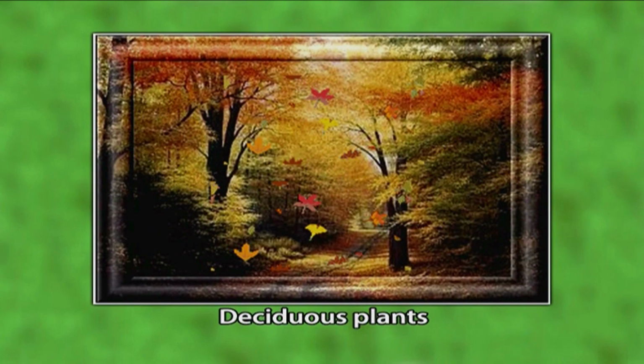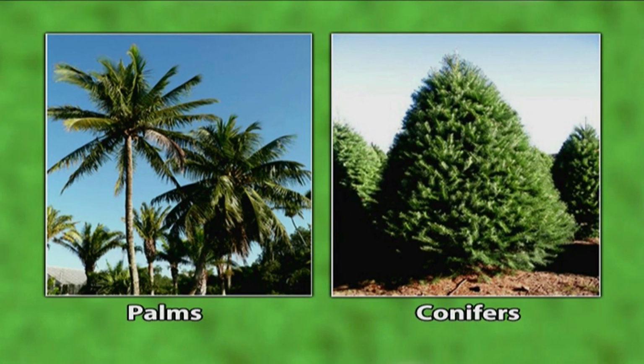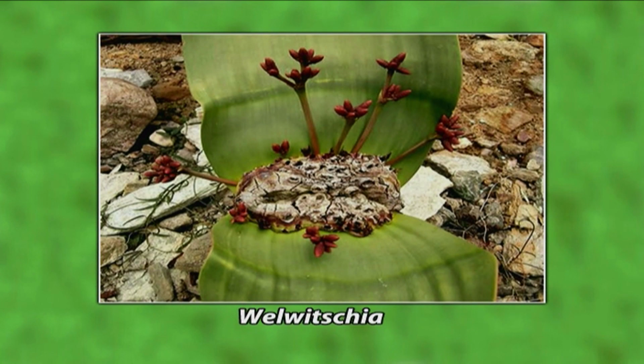Deciduous plants, mostly occurring in frigid or cold temperate regions, typically shed their leaves in autumn, whereas in areas with a severe dry season, some plants may shed their leaves until the dry season ends. In contrast, many other seasonal plants such as palms and conifers retain their leaves for long periods. Welwitschia retains its two main leaves throughout its lifetime, which may exceed 1,000 years.